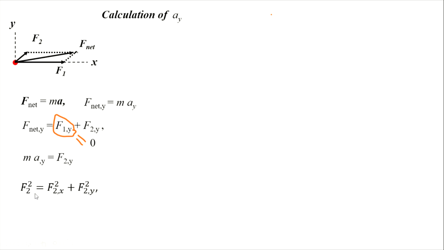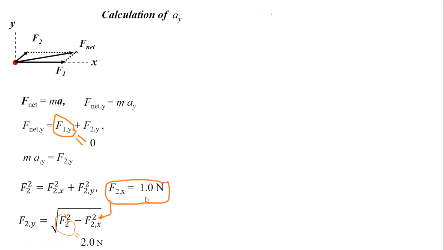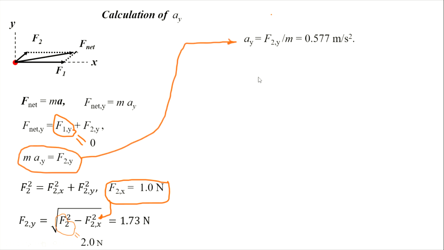Now we write the equation for the magnitude of F2 as the sum of squares of x and y components, and from here we can find F2 as this. We know that F2 is 2 newtons, F2x we found previously is 1 newton, and using this equation and these numbers, we can first calculate F2y and then plug into this equation and get Ay.